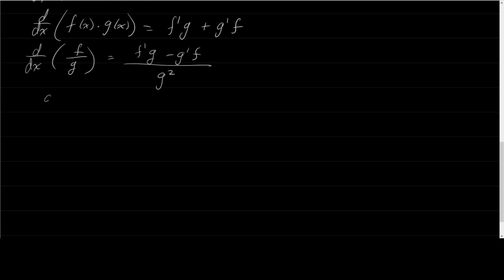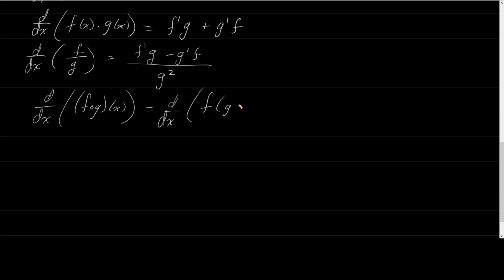The last one that I'll go over here, we're going to say the derivative of f composed with g of x. So the derivative of a composite function. Now, this essentially is just saying the derivative of f of g of x. Well, what we do here is this is going to require the chain rule. So it's going to be f prime of g of x times g prime of x. And again, that last one is the chain rule.